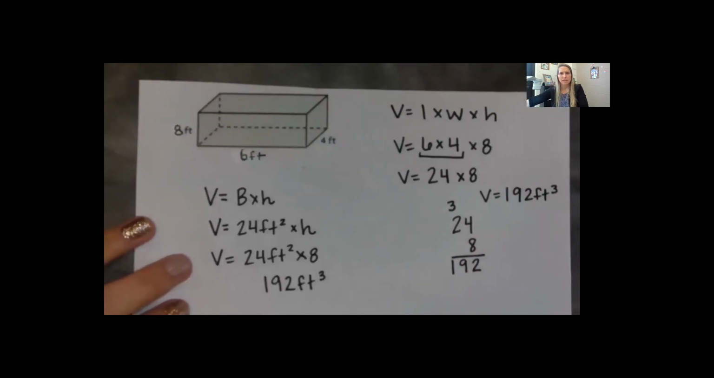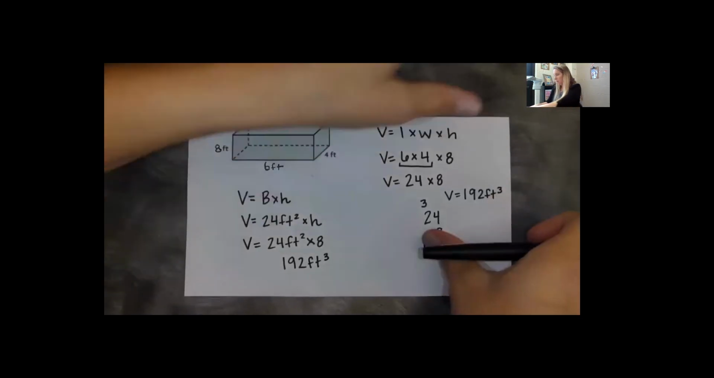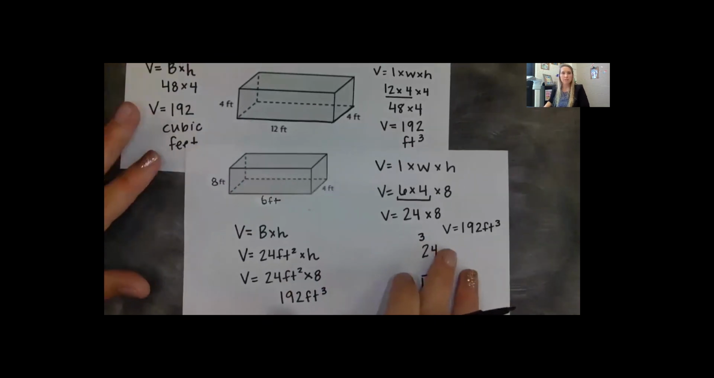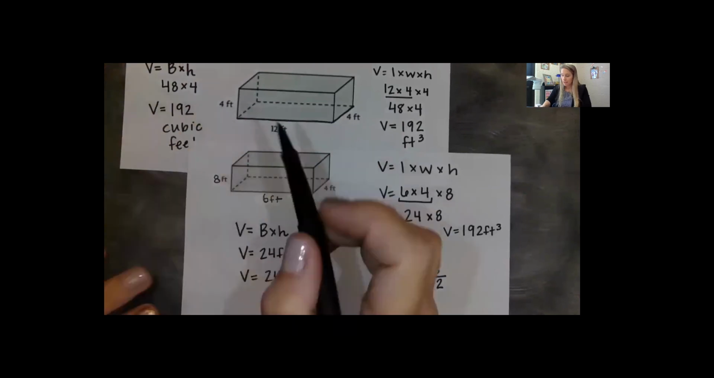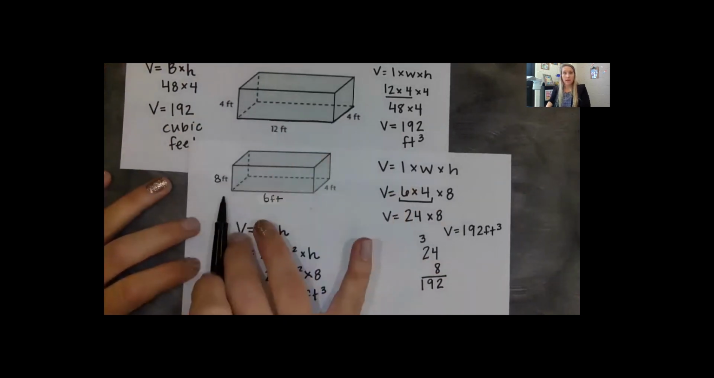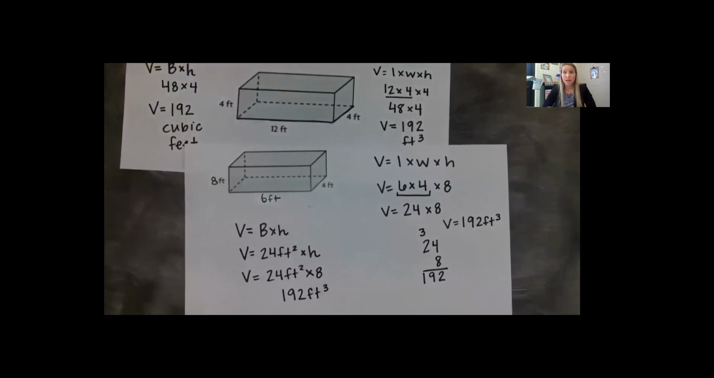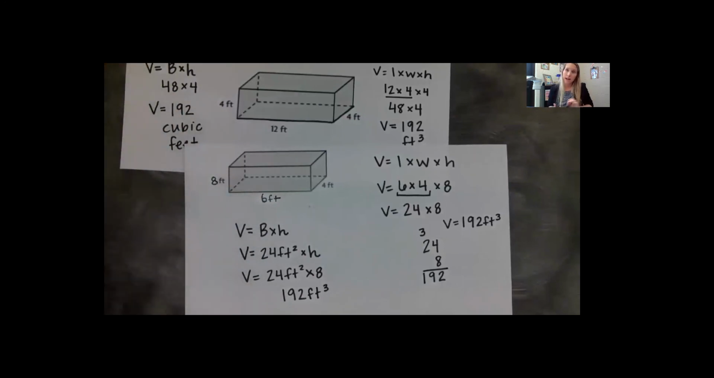Now I have a question, because the last one we did also had a volume of 192. But what do you notice about the dimensions? That's right. The length and the height are different. And so remember, it's possible to have two different looking rectangular prisms that have the same volume.